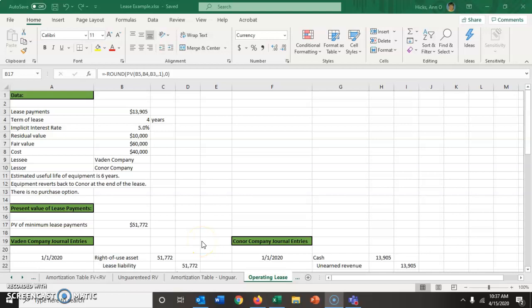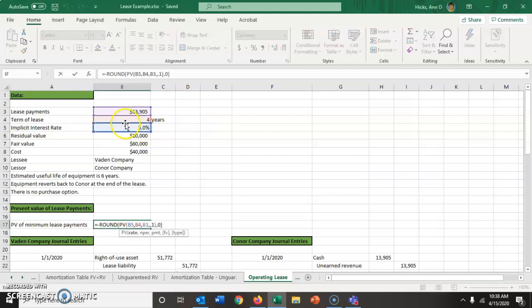Okay, this last example, I want to walk through a scenario wherein we do not meet the tests for finance lease, and so we have to classify it as an operating lease. So in this example, we already know the equipment reverts back to Connor. There's no purchase option, so we know we didn't pass the first two tests.